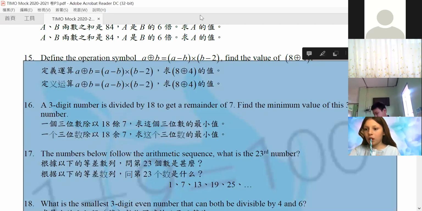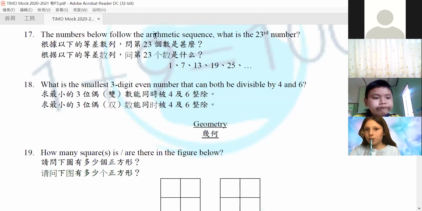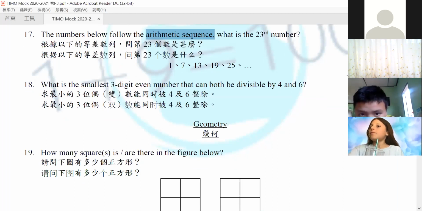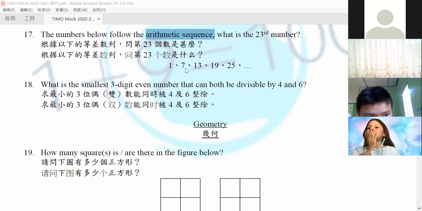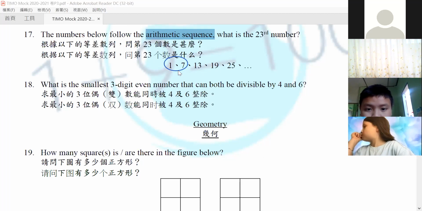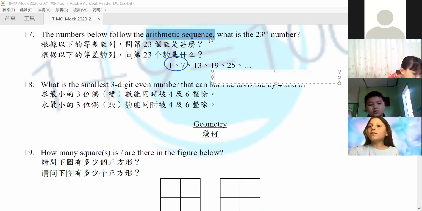So now let us look at question 17. Again, arithmetic series. We've talked about arithmetic series, the sum of arithmetic series, right? Arithmetic sequence. Now, what is an arithmetic sequence? An arithmetic sequence is that every adjacent pair of numbers has the same difference. For example, 1 and 7 have a difference of 6, right?